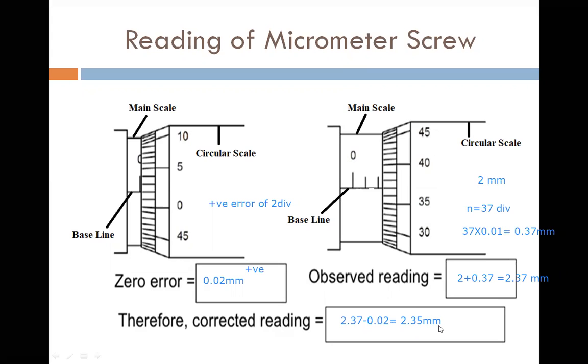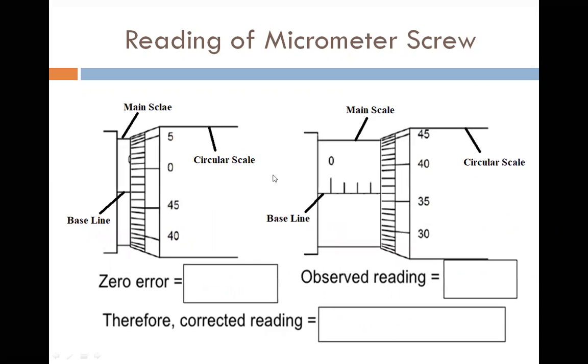Clear to you? Same thing. I have taken one more picture also to understand the second type of error. In the second figure, I have taken the opposite error. The zero of the circular scale is above the baseline. So which error will it be? Okay, this is negative error.